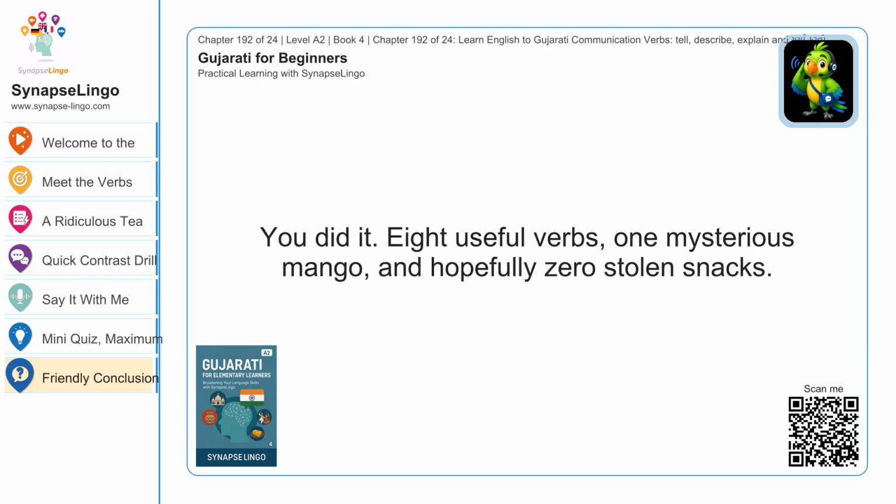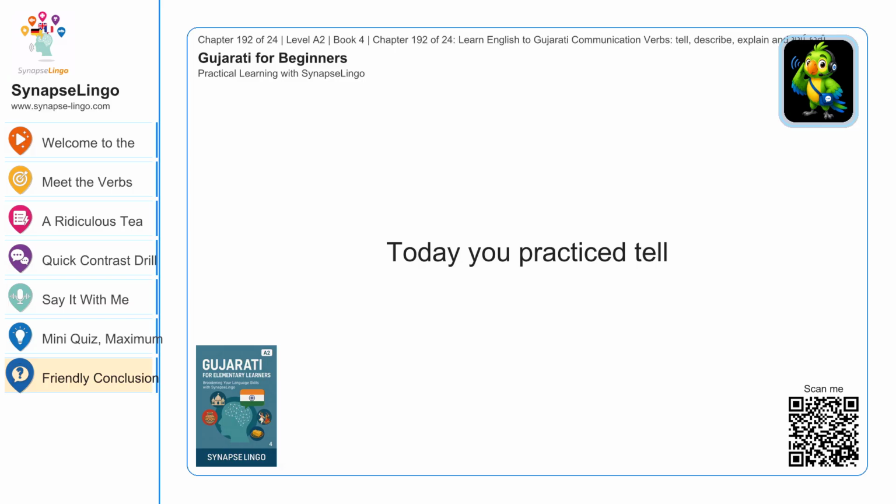Friendly conclusion. You did it. 8 useful verbs, 1 mysterious mango, and hopefully 0 stolen snacks. Today you practiced tell. કહેવું. Describe. વર્ણવવું. Explain. સમજાવવું. Compare. સરખાવવું. Mean. અર્થ હોવો. Discuss. ચર્ચા કરવી. Argue. દલીલ કરવી. And justify. વાજબી ઠેરવવું.